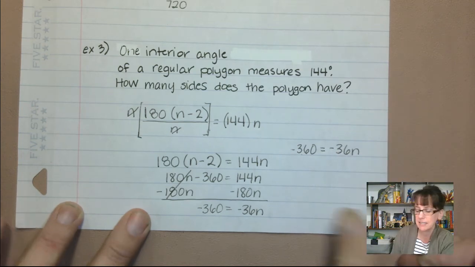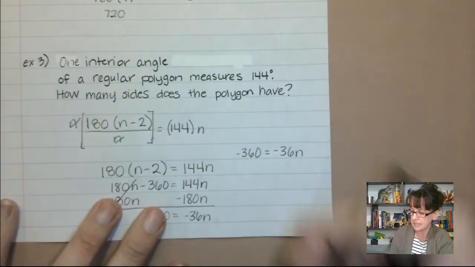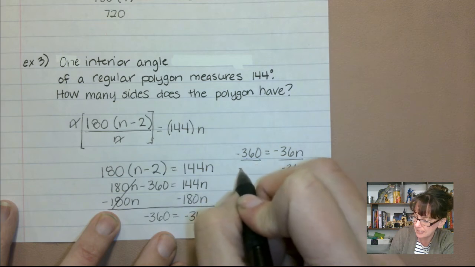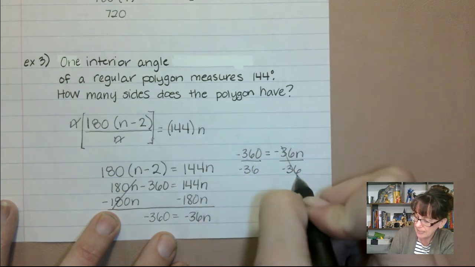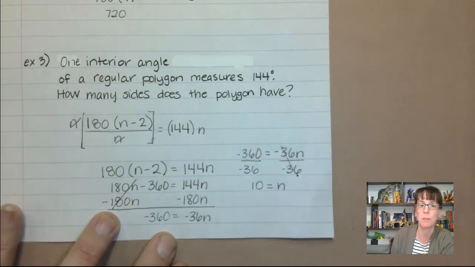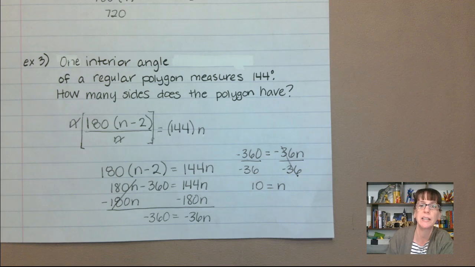To get that n by itself, we're going to divide both sides by negative 36. And these cancel out, and we're left with positive 10 equals n. And remember, n represents the number of sides. So how many sides does this polygon have? This polygon has 10 sides.